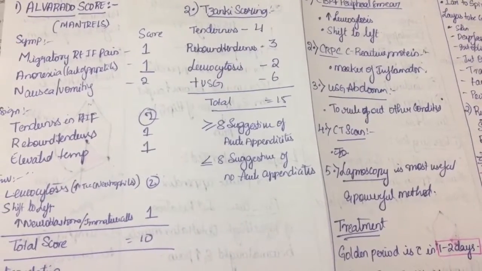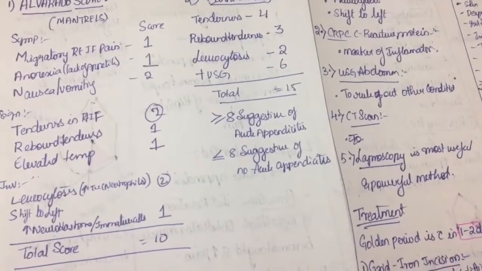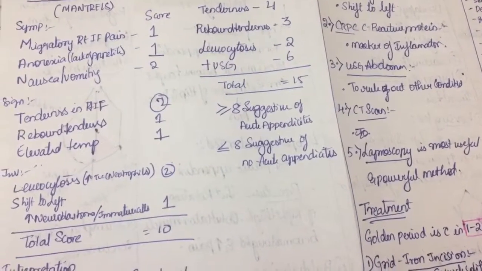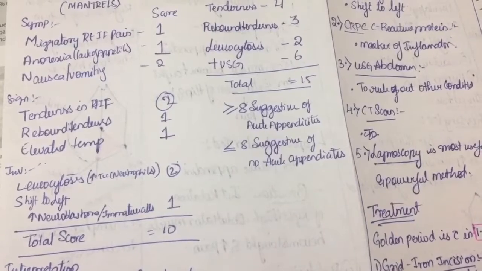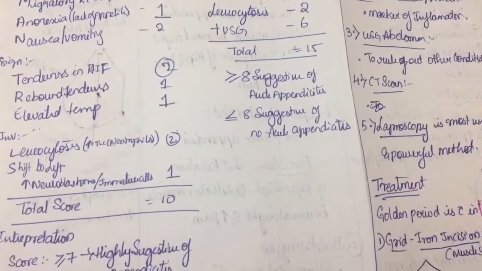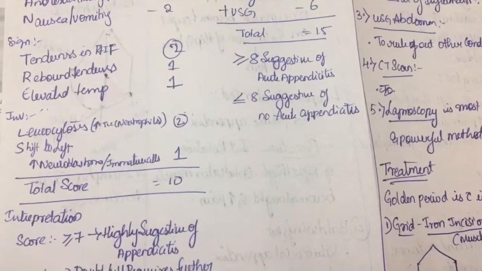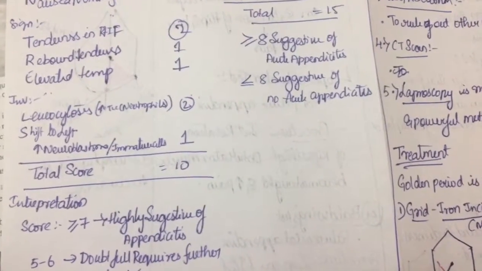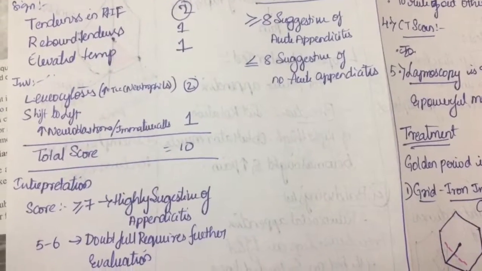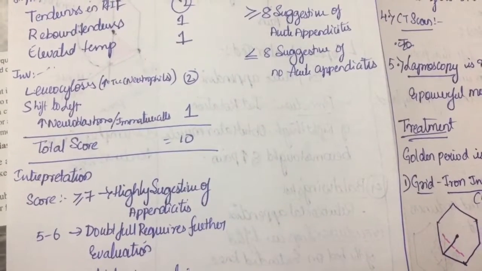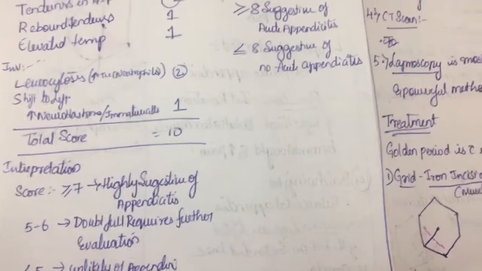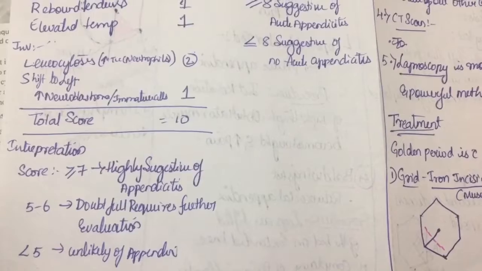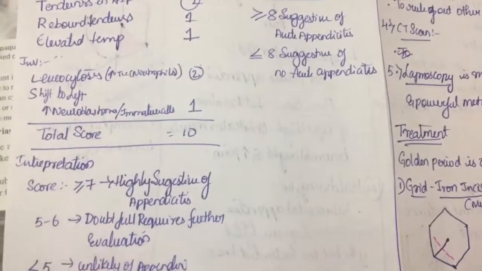Alvarado scoring, mnemonic is MANTRELS. Symptoms are migratory right iliac fossa pain, score 1, anorexia, lack of appetite, score 1, nausea, vomiting, score 1. Signs are tenderness in the right iliac fossa, score 2, rebound tenderness and elevated temperature. Investigations: leukocytosis and shift to left, that is increase in the neutrophils or immature cells. 2 and 1 scores respectively.